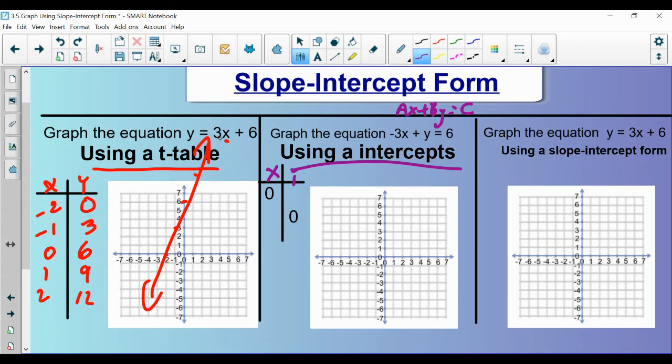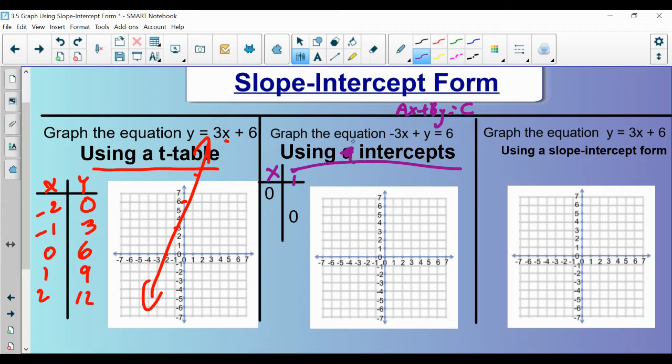What I did is I just moved that 3x over. In order to move a 3x, I would subtract 3x, and I wrote that up front. So it's -3x plus y is equal to 6. This should give me the exact same equation, and it will. I just have to make sure I'm doing it right. And the method by which I'm doing this is now graphing using intercepts.